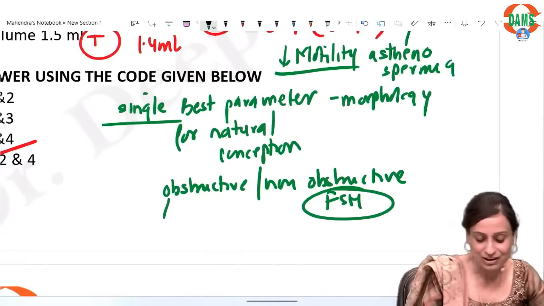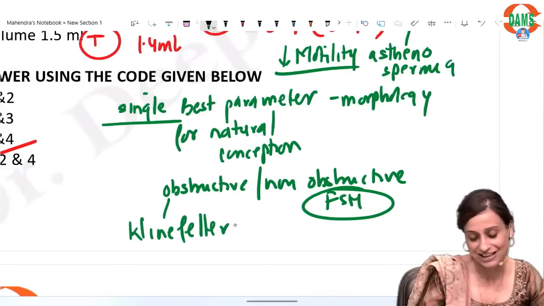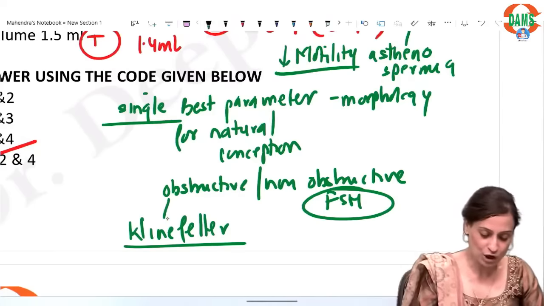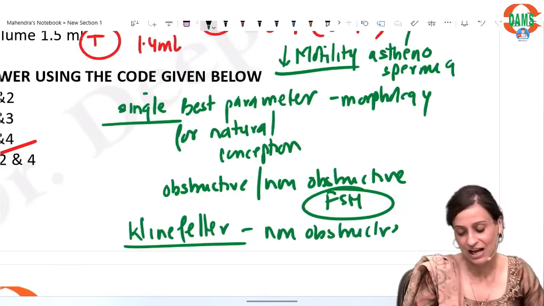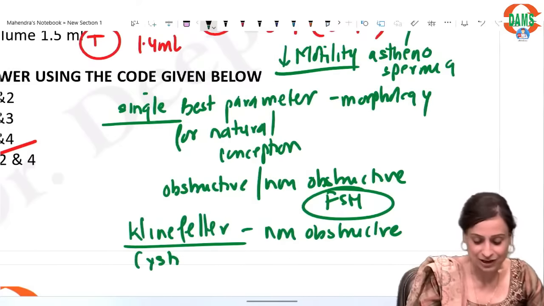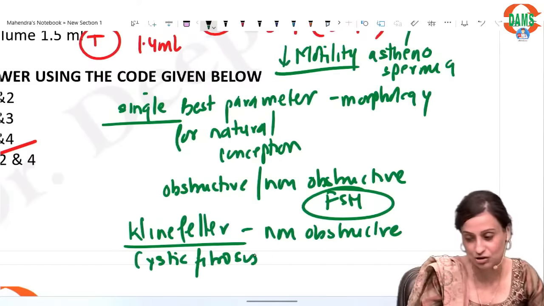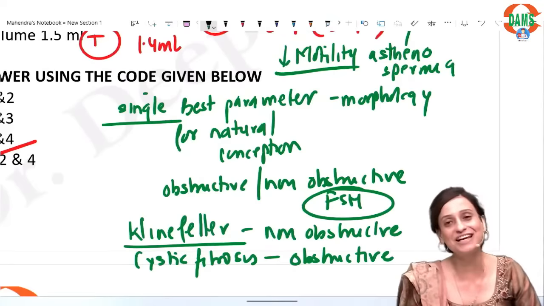So remember, if the patient has Klinefelter, he has non-obstructive azoospermia. Okay. Whereas if the man has cystic fibrosis, okay, then that is obstructive azoospermia. Okay, so then that will be obstructive azoospermia.